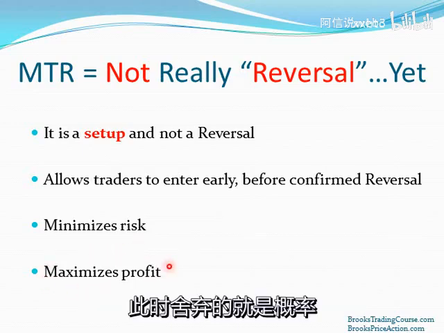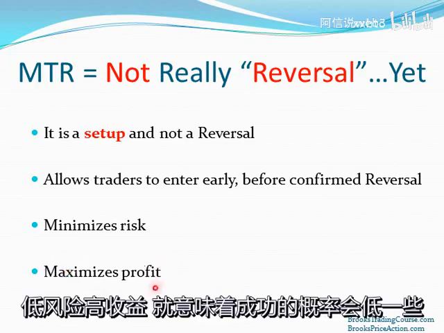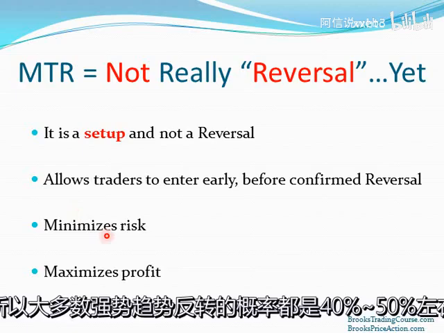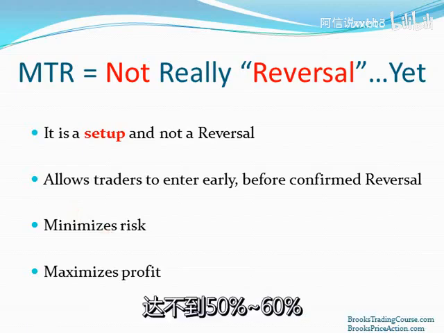The trade-off is probability. Whenever you're going to get a lot of profit with very little risk, the chance of success is small. So a lot of major trend reversals have probabilities of 40 to 50% and not 50 to 60%.